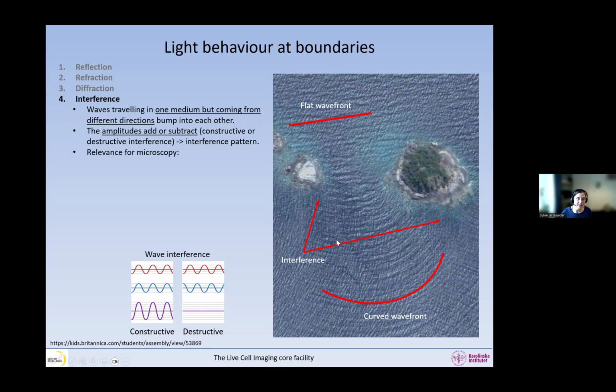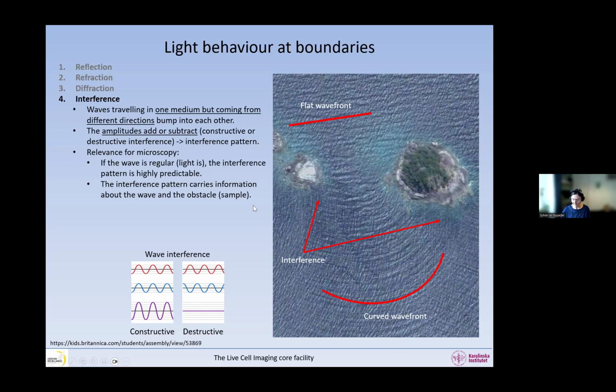So how does that affect us as microscopists? Well, light is a very, very regular wave. And so it's very unlike the sea, where you're influenced by the wind, for example. The interference pattern is highly predictable. And so that is to our advantage. The interference pattern carries information about the wave, but it also carries information about the obstacle, because the obstacle is the one that creates this diffraction in here. And so we can get information about the sample thanks to interference here.